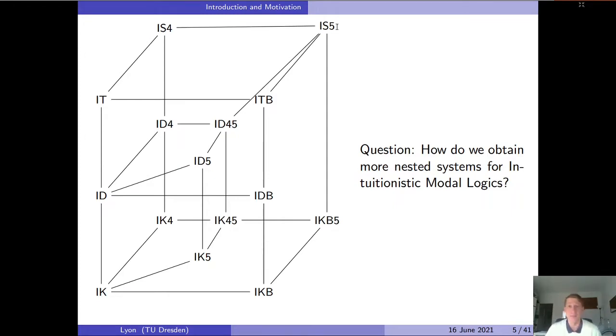How do we build a more general proof theory that is not in the labeled setting for intuitionistic modal logics? What I'm going to do is talk about how we can extract nested systems from labeled systems in order to answer this question in the affirmative, and show how to build a large class of nested sequent systems for a large class of intuitionistic modal logics that subsumes this cube.